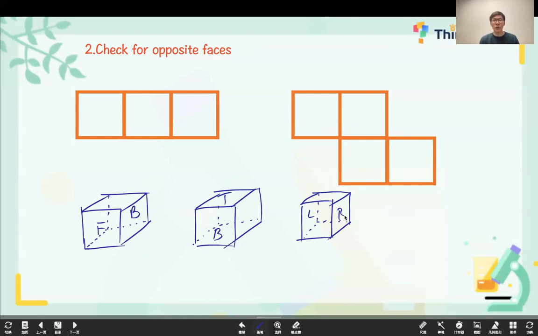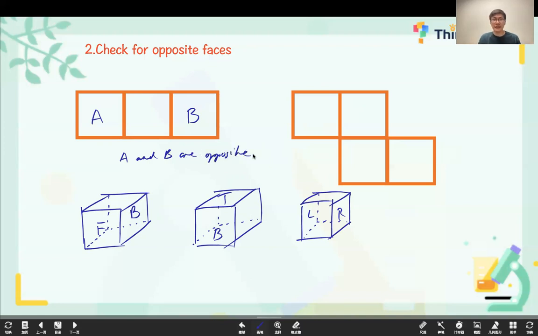So how do we find opposite faces then in our nets? Well, if I have A and B, and I label them like this, you'll notice that in this case I have three faces which are next to each other. Then A and B are opposite. I'll write that down.